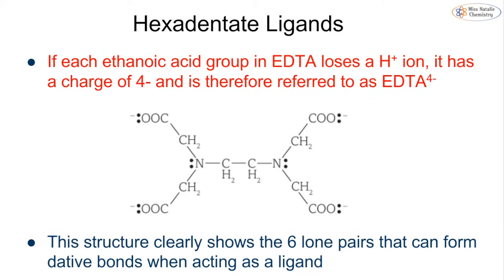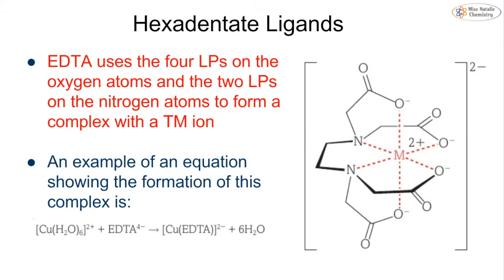And now you can see that we have got 6 lone pairs, and we have 4 negative charges here that's been formed when we've lost those hydrogen ions. So this is written out as EDTA 4-. And each of these 6 lone pairs can form a dative bond. And again, you would not be asked to draw this because that is an extremely difficult diagram to draw.